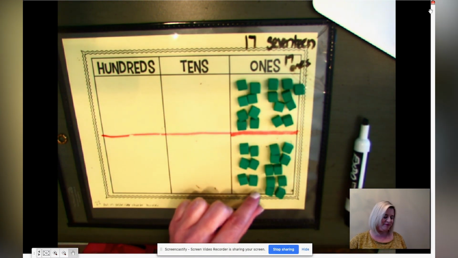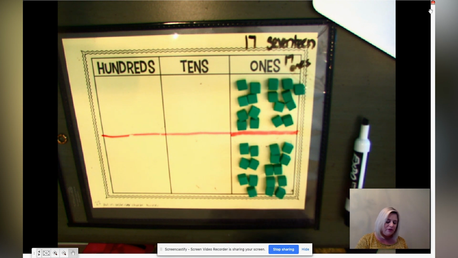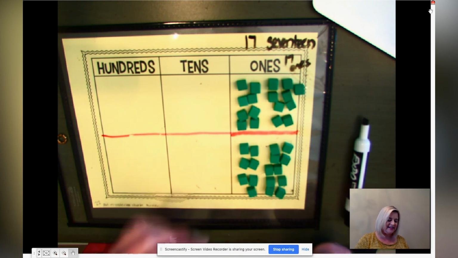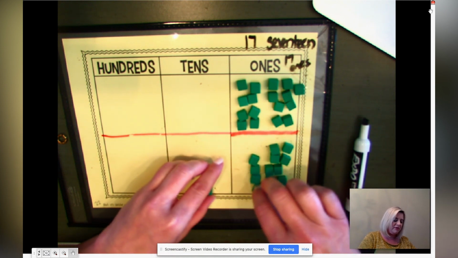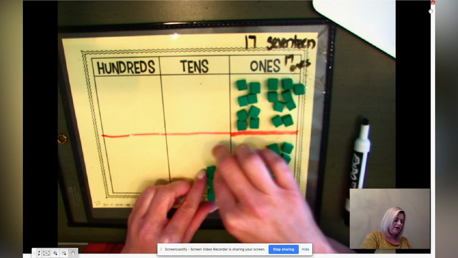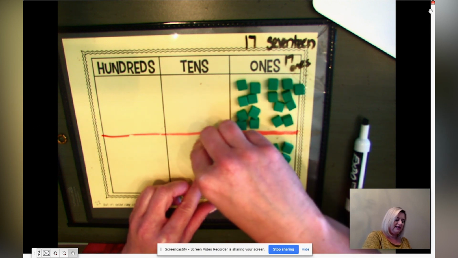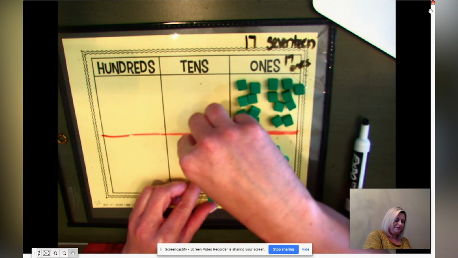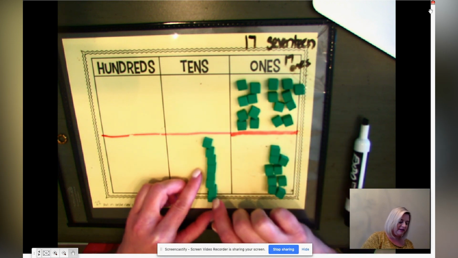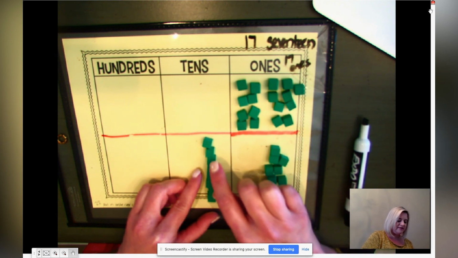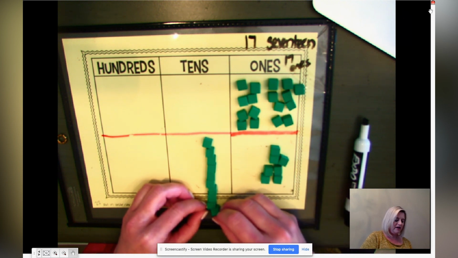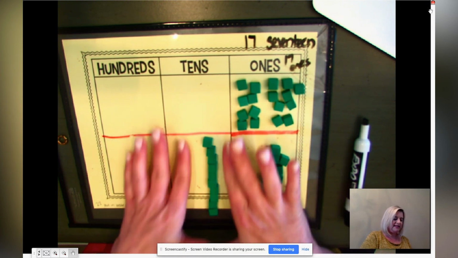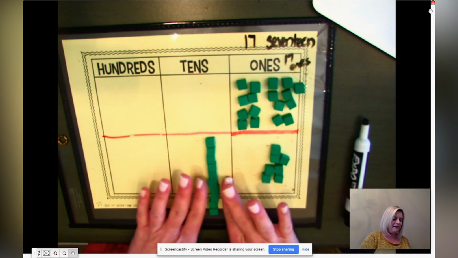Good job. Now, what can we do again? You're right, we can bundle it. So I'm going to take 10 and I am going to move them over to the 10s. Let's make sure I take 10. 1, 2, 3, 4, 5, 6, 7, 8, 9, 10. Now I have a 10. I bundled them together.